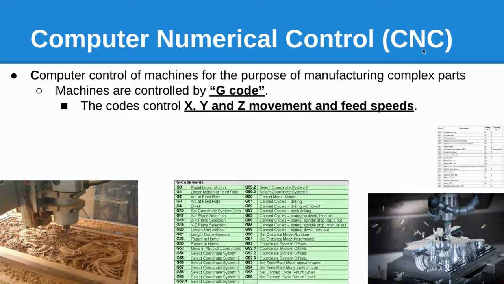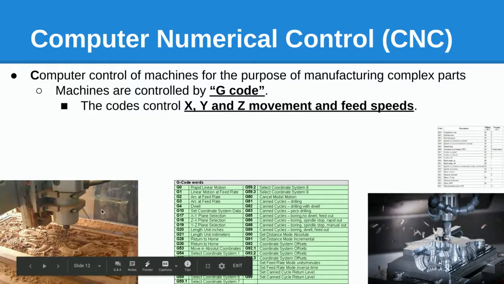Computer Numerical Control, also known as CNC. It's computer control of machines for the purpose of manufacturing complex parts. Machines are controlled by what we call G code, or sometimes G and M code. The codes control the X, Y, and Z movements and the feed speeds. And if you took the robotics and manufacturing class, you know exactly what we're talking about, because you probably learned how to run the mill, the CNC mill, and the CNC router.